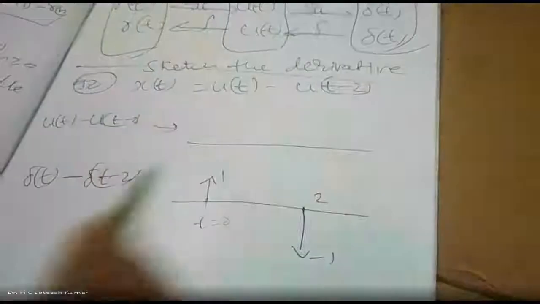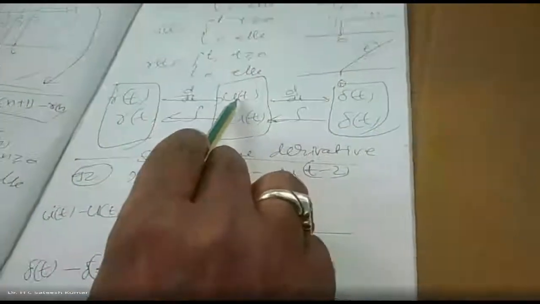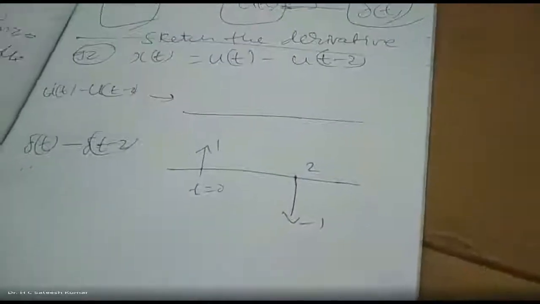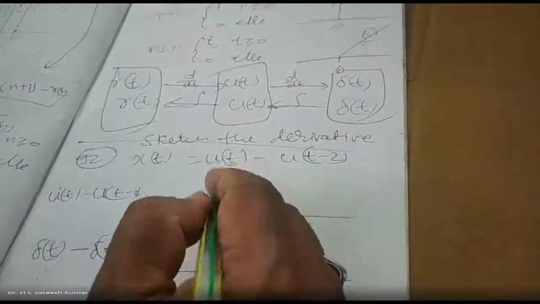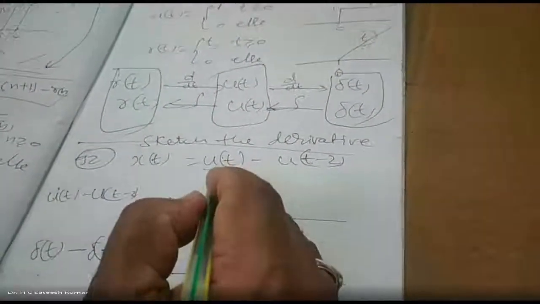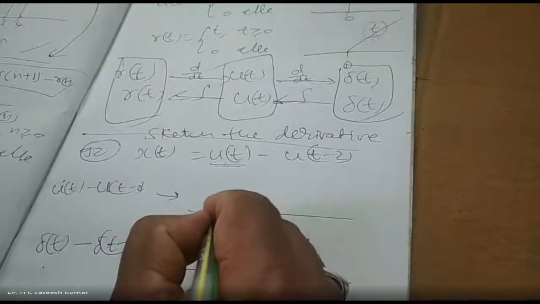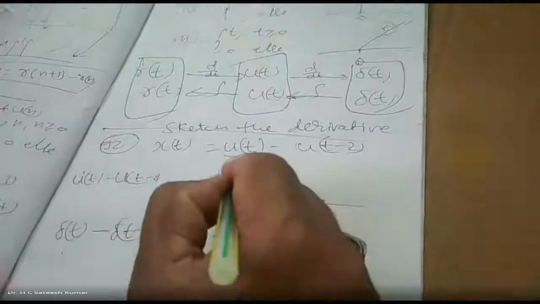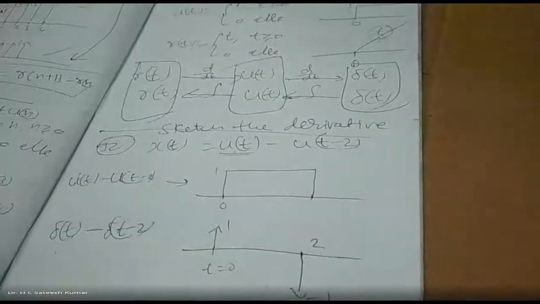Sketch the derivative. Derivative of u of t is delta of t. Derivative of u of t minus 2 is delta of t minus 2, because we know that differentiation of u of t is delta of t. Based on this relation only I wrote this. Now I'll sketch and check it out. So how to sketch the signal? I gave an easy technique. u of t means up by 1 unit at 0. And at 2, it falls by 1 unit. That's how we should understand it. It's easy to sketch the signal.